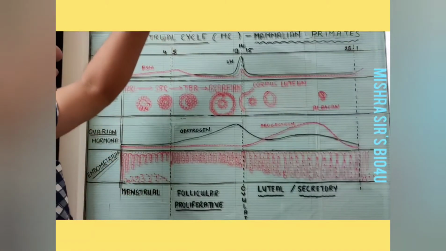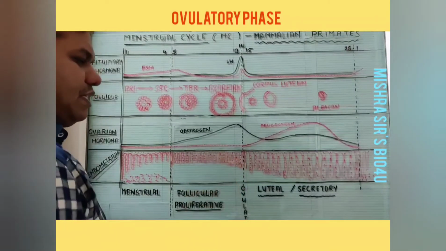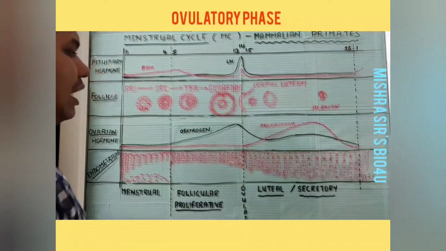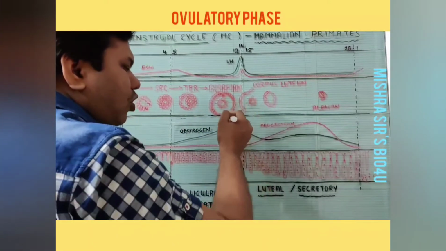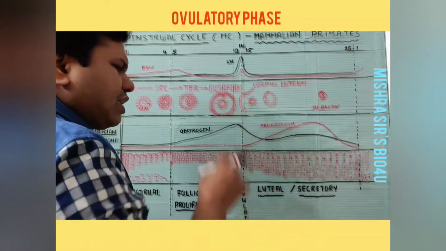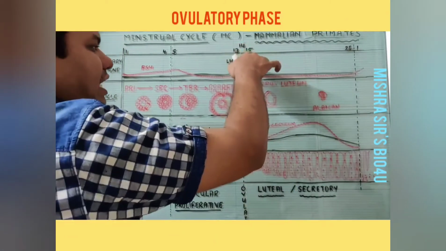Now we come to the next phase, that is 14th day. 14th day we call it as ovulatory phase. Now remember, high level of estrogen because the follicle is developing. So almost on the 13th day of menstrual cycle, estrogen level is quite high. It stimulates the release of LH.